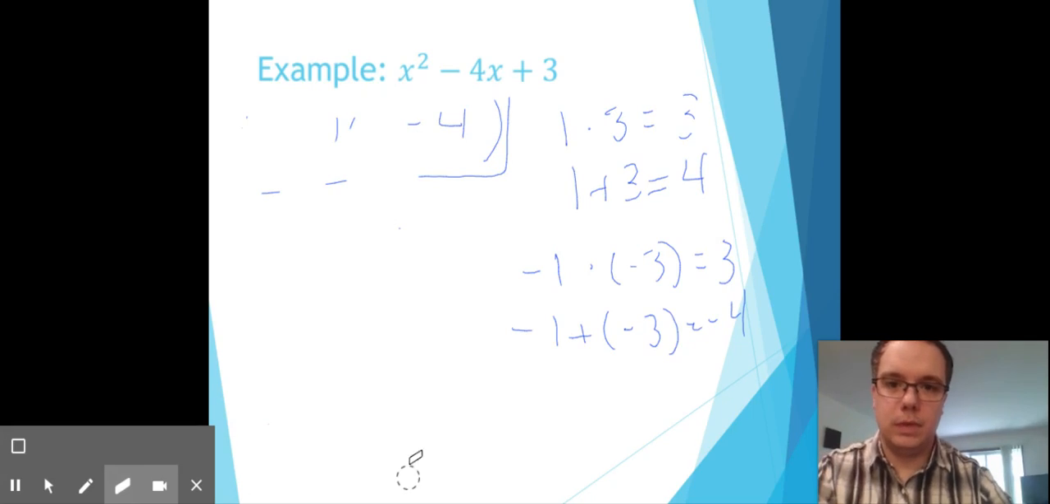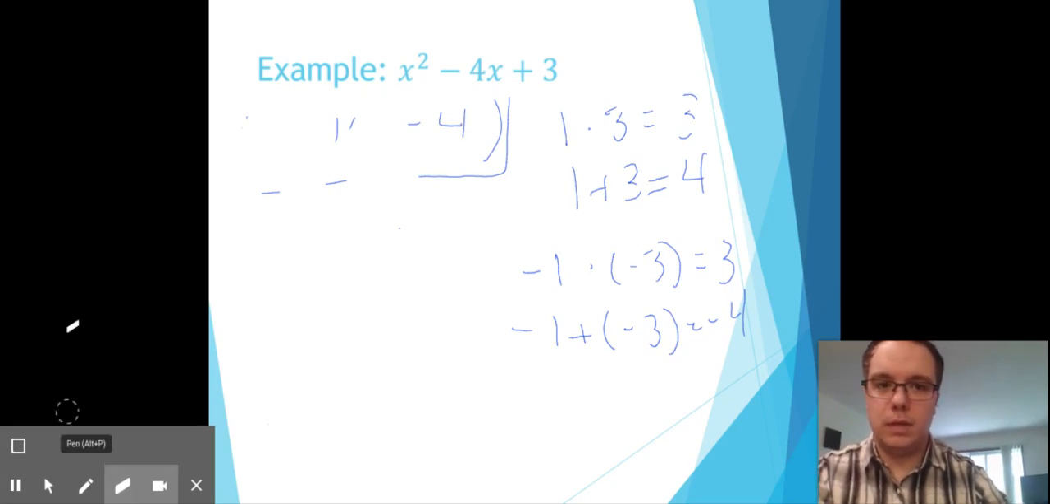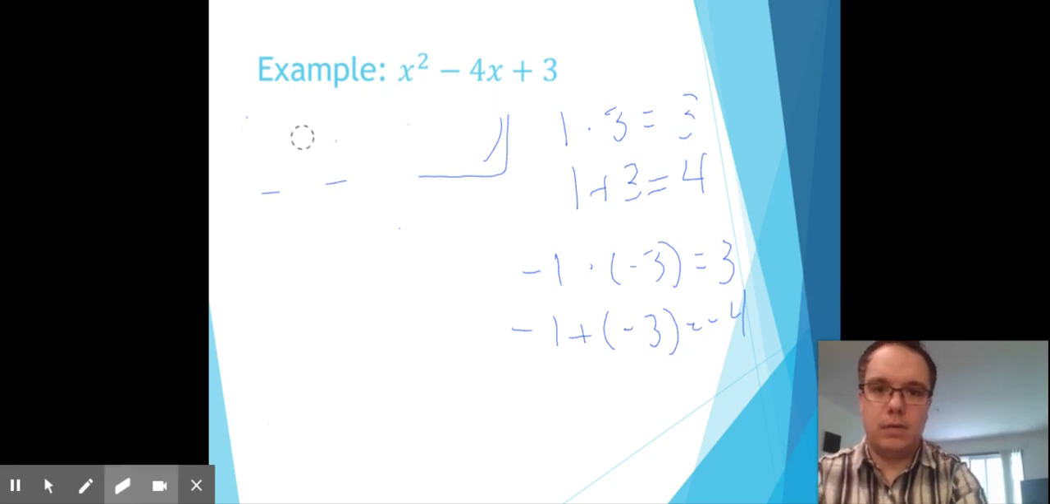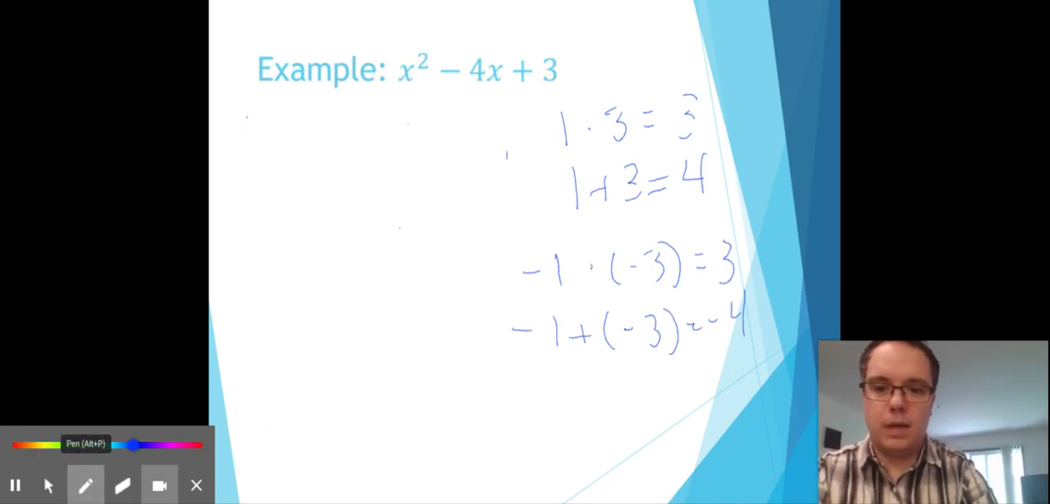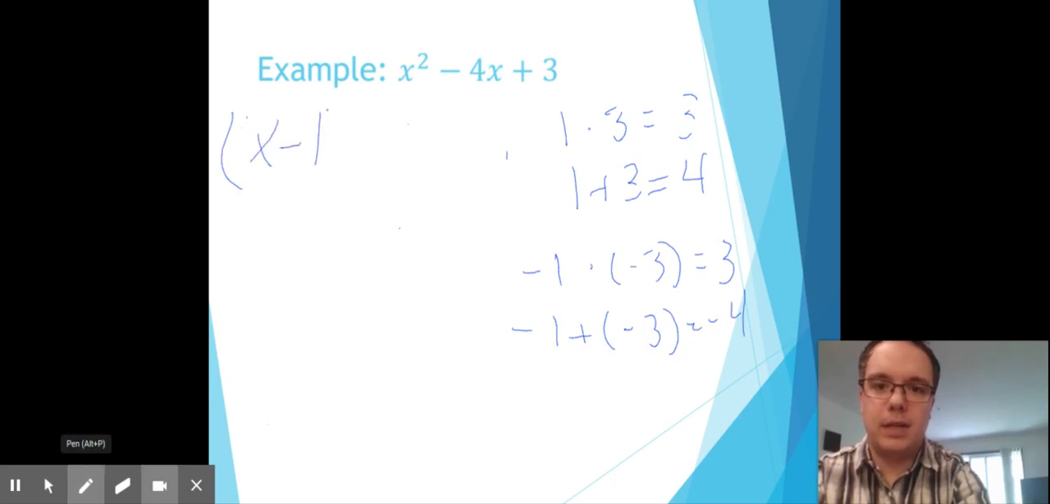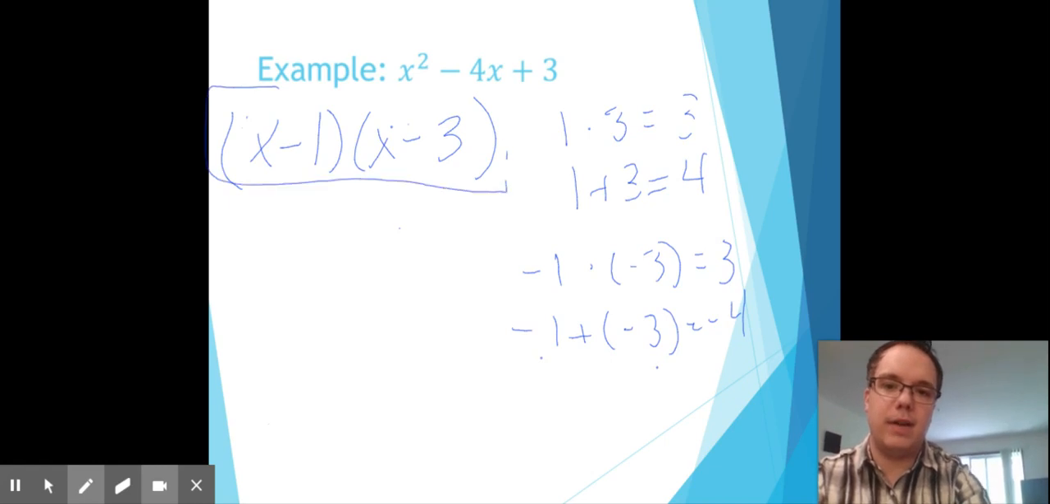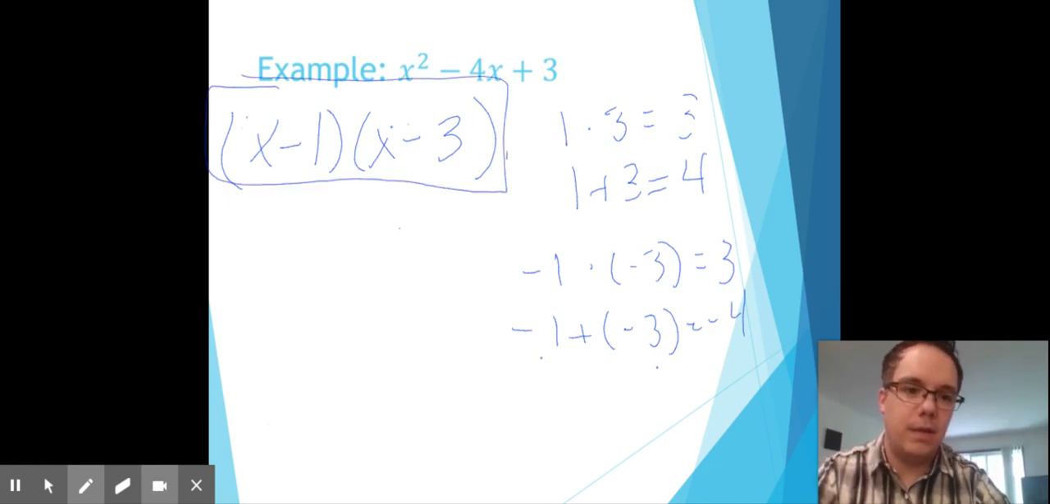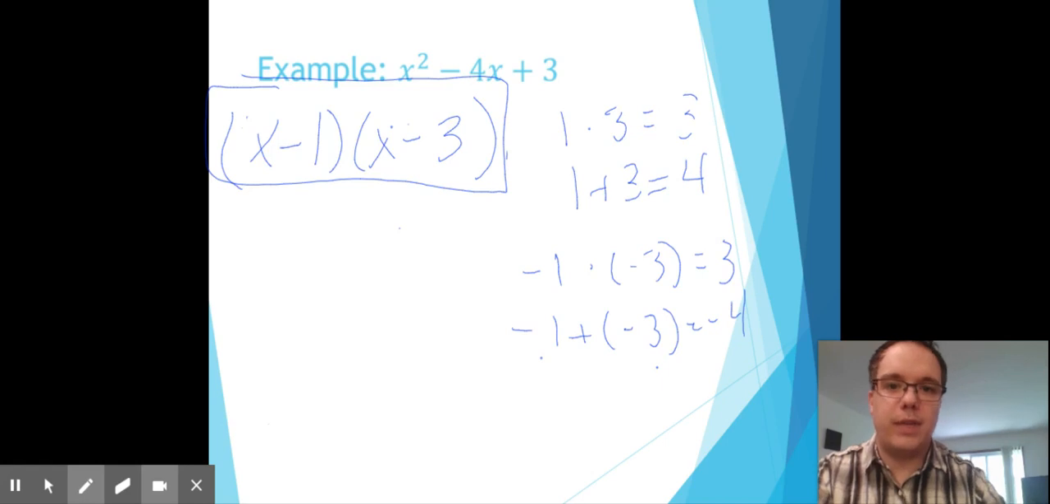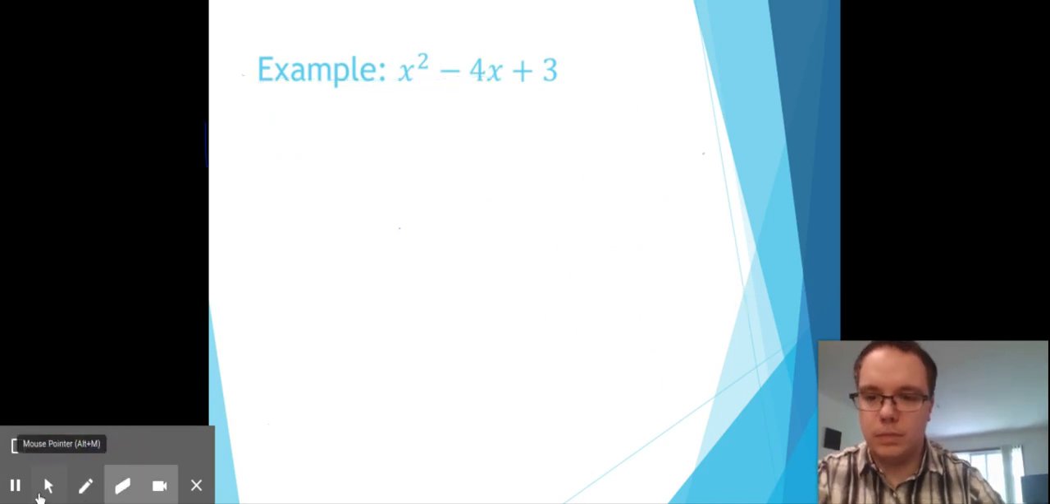Sorry, I wrote that wrong. So we will have x minus 1 times x minus 3, because we have a negative 1 and a negative 3. So negative 1, negative 3. That is our correct answer to the factorization of x squared minus 4x plus 3.